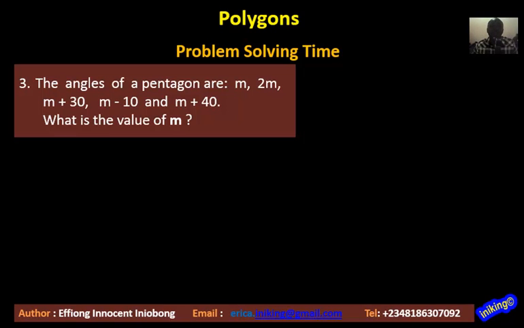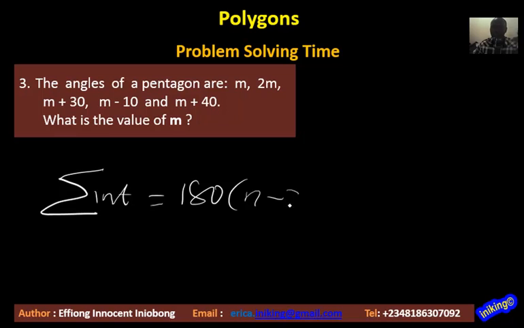Question number 3. The angles of a pentagon are m, 2m, m plus 30, m minus 10, and m plus 40. What is the value of m? We have been given all the interior angles. Of course, we can quickly make use of the sum of interior angles. And we know the sum of interior angles is equal to 180 times n minus 2.